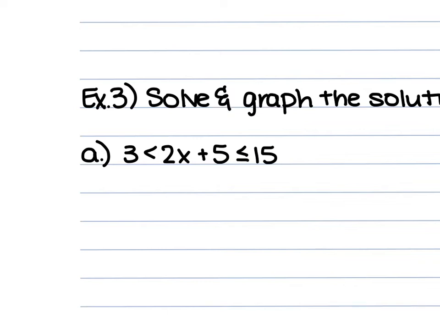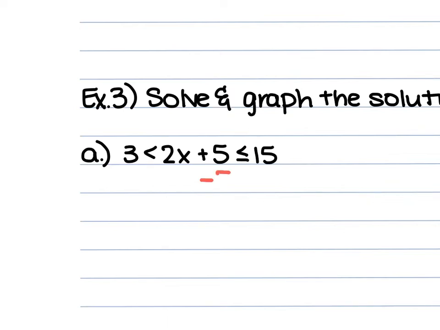So we want to undo the addition or subtraction first from the middle outward. If it helps you, you can rewrite this statement as two separate inequalities. So 3 is less than 2x plus 5, as well as 2x plus 5 is less than or equal to 15, and then solve the two separate ones. Or you can do it together, totally up to you.